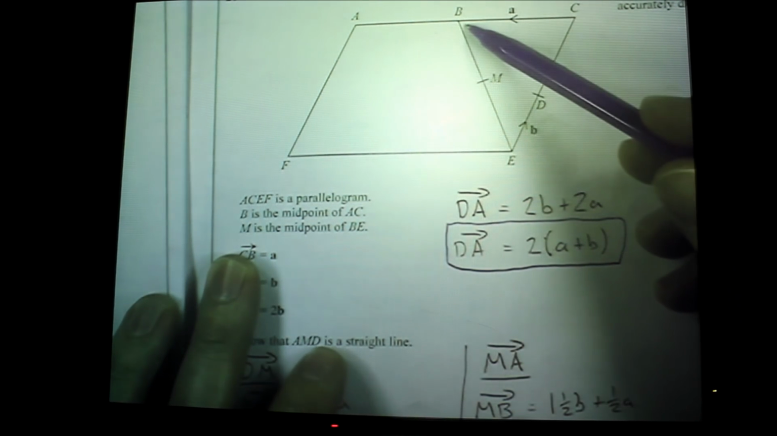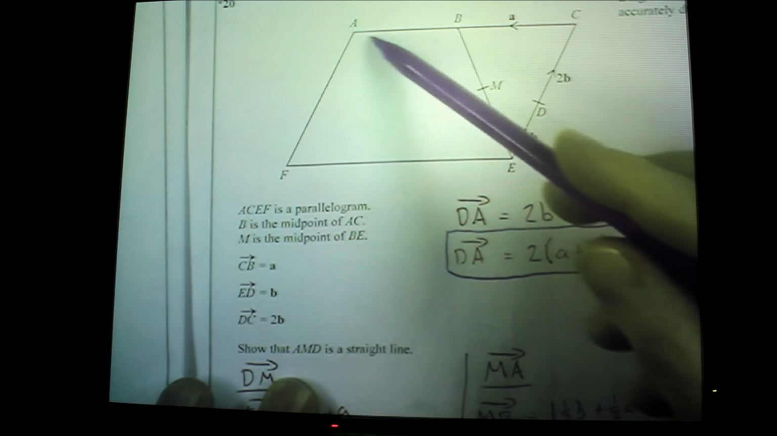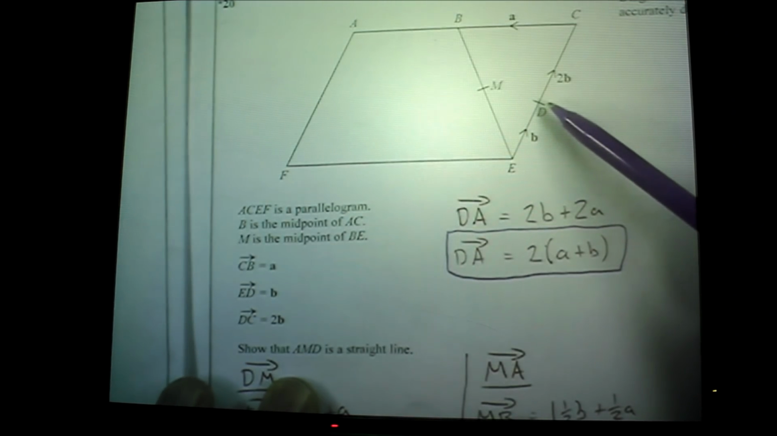Question 20, vectors. Here we go, let's have a look. So you've got a parallelogram. B, that's a midpoint, and that's a midpoint as well. Show that AMD is a straight line. So if you drew a line from here through M to D, would that work? You can't just draw it because you won't get any marks for it.